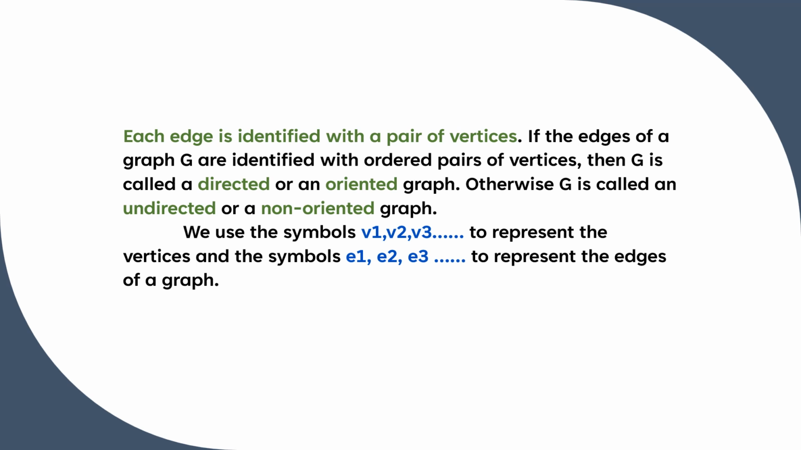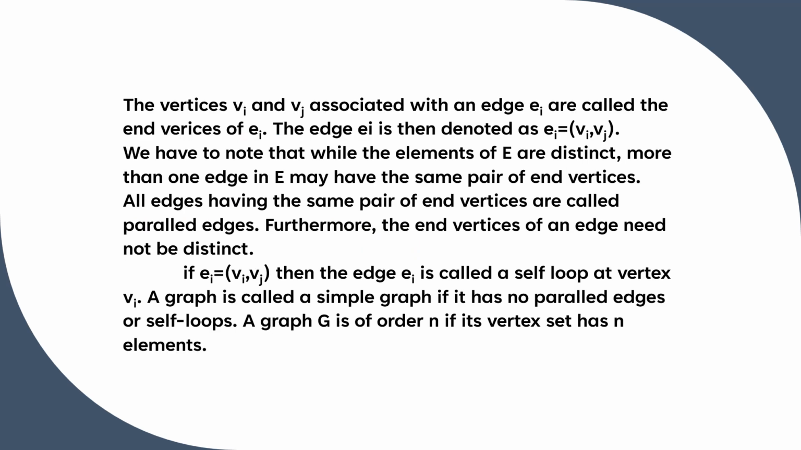We use the symbols V1, V2, V3 to represent the vertices and the symbols E1, E2 and E3 to represent the edges of a graph. The end vertices Vi and Vj associated with an edge Ei are called the end vertices of Ei. The edge Ei is then denoted as Ei = (Vi, Vj). We have to note that while the elements of E are distinct, more than one edge in E may have the same pair of end vertices. All edges having the same pair of end vertices are called parallel edges.